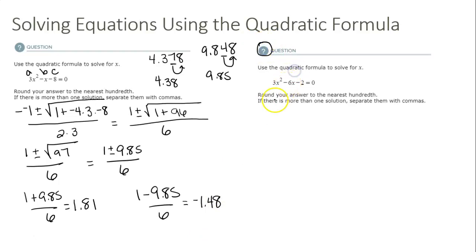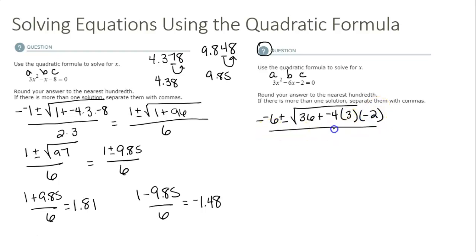You pause the video and try this one on your own. This is your A, your B, and your C because this is already in standard form. You should have substituted in. We've got a negative 6 plus or minus the square root. B squared gives me 36 plus negative 4 times A times C, all over 2 times A.